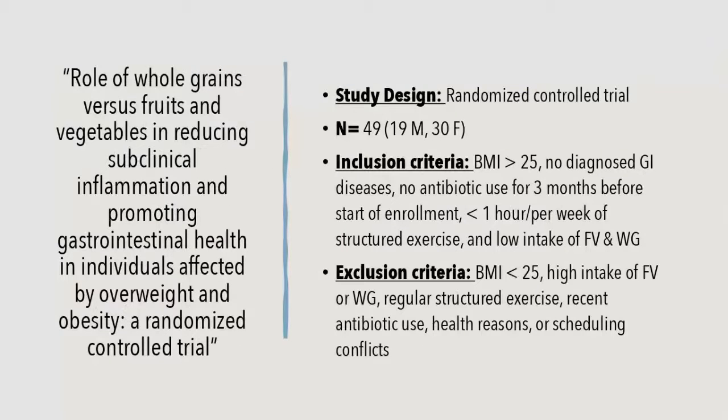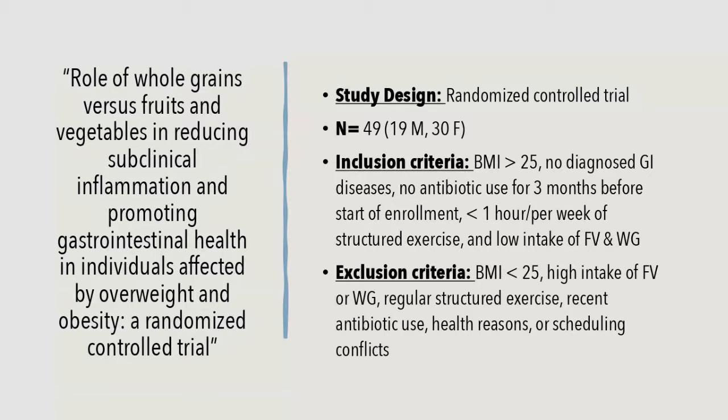So this study was really focusing on the role of whole grains versus fruits and vegetables in reducing subclinical inflammation and promoting gastrointestinal health in individuals affected by overweight and obesity. This was also a randomized control trial with 49 participants.